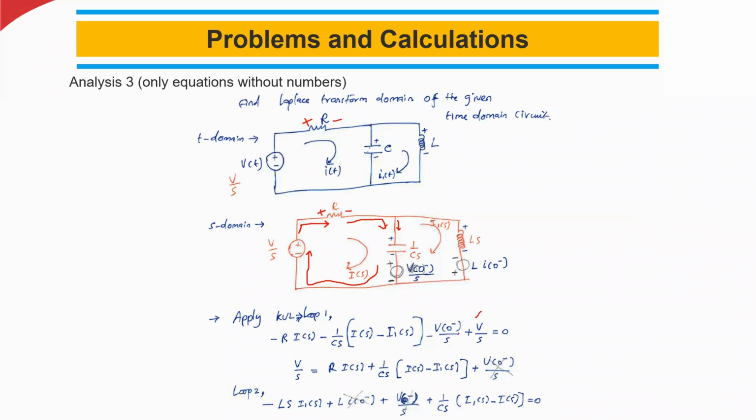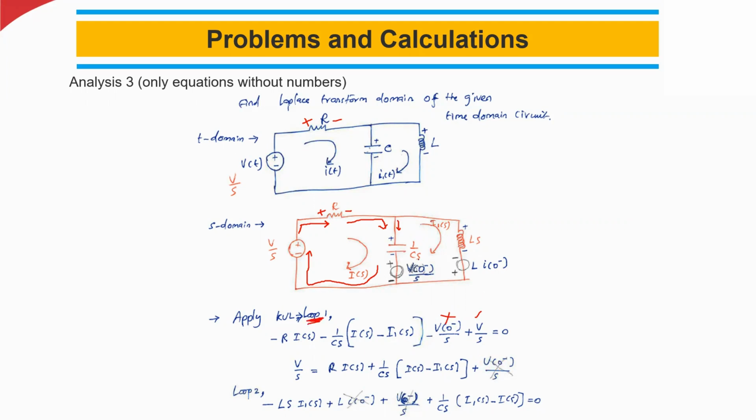So now I can keep this V of S in the left side and then bring everything else to the right side. So then everything will become plus. So V divided by S is equal to R times I of S plus 1 divided by CS times I of S minus I1 of S. And the initial voltage, if I assume it's going to be 0, then I can just cancel this one. So that is the equation I have. This is for loop 1. Remember, this is loop 1.